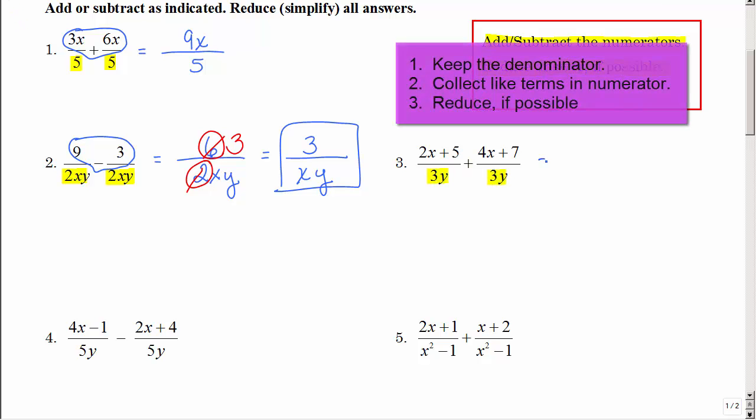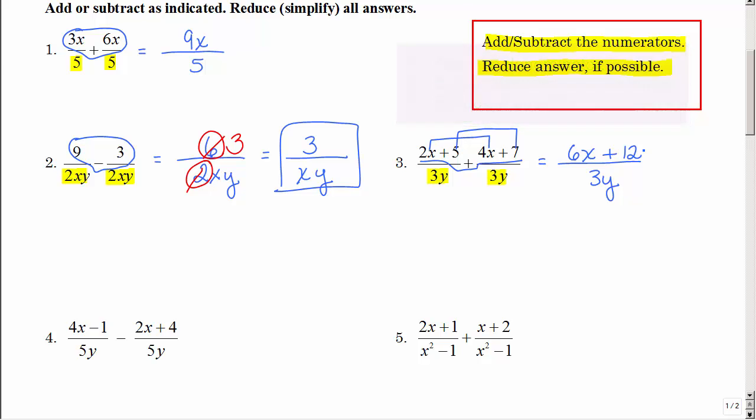Okay, getting a little bit harder here. Same denominator. Keep the denominator. We have a plus sign, so I need to collect like terms. 2x plus 4x is 6x. 5 plus 7 is 12. Can I reduce that? Well, I don't know, because first I have to factor in order to reduce. Can I factor the numerator? Yes, they have a common factor of 6.